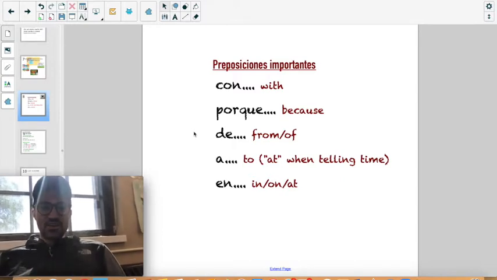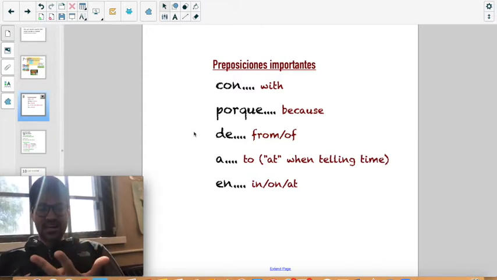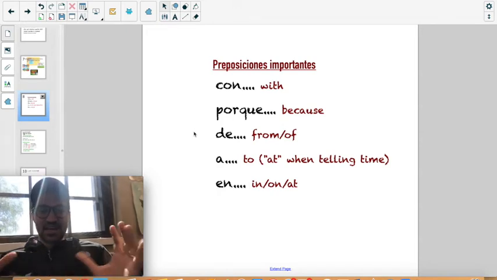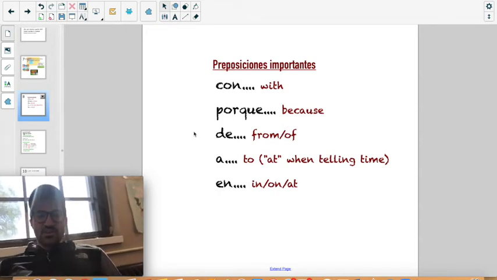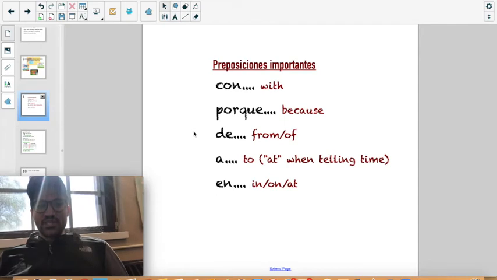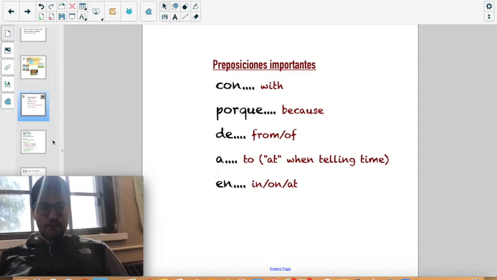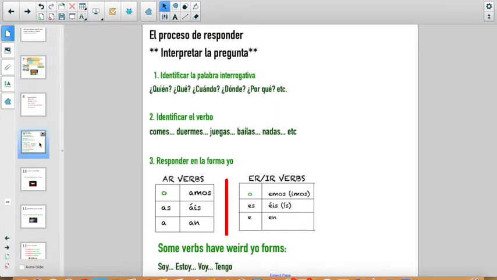And finally, the preposition en, which is kind of that magic two-letter word that means three different two-letter words in English: in, on, and at, depending on the context of the sentence it's used. Okay, so once you know these 5 prepositions, we will have a fairly easy time responding to open-ended questions in español. ¿Sí? Bien.